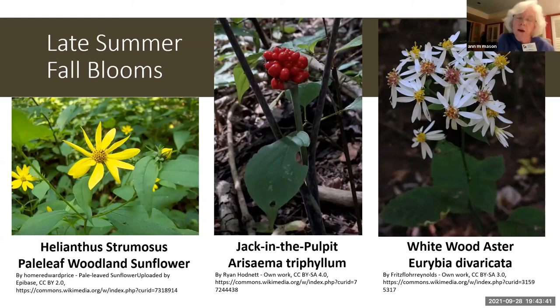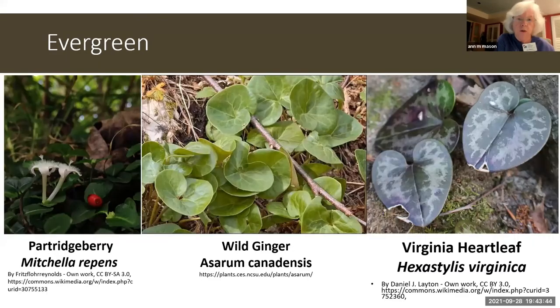Well, what about evergreen undergrounds? There are three wonderful evergreen plants in the mesic forest. The first is on the left, the partridge berry. And you will see this native perennial as a small woody vine that trails along the forest floor. It blooms in late spring to early summer. And you'll see in this picture a pair of flowers that need to be cross-pollinated.